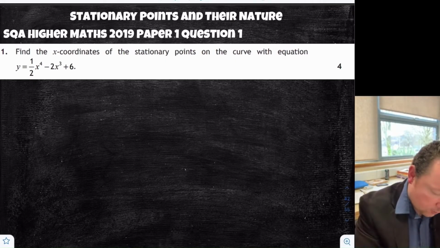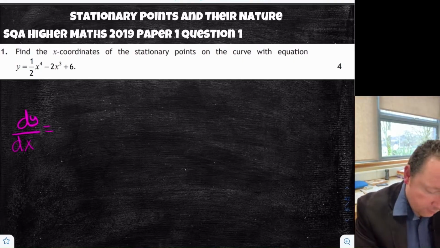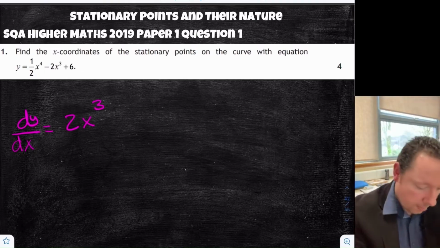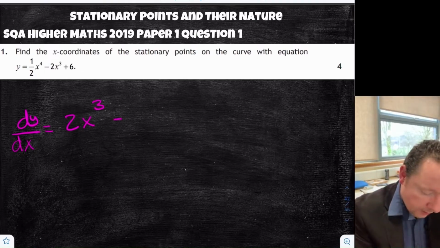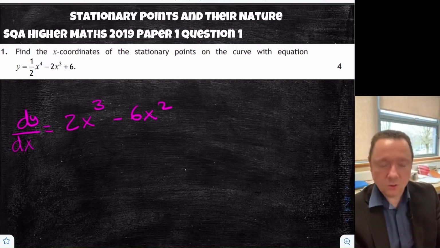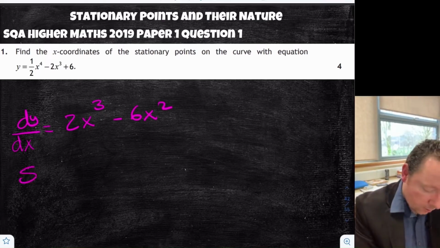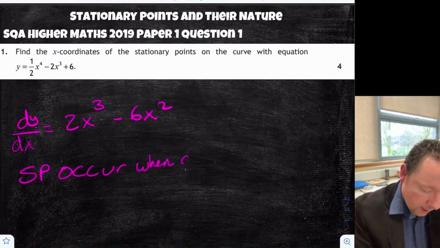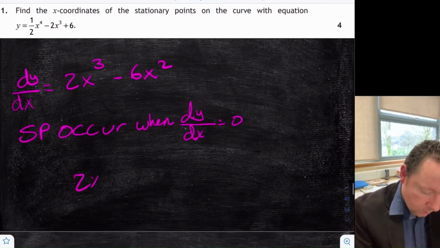So we can find dy by dx. 4 times a half, well, that's 2x cubed. Take away 1 from the power. 3 times 2 is 6, so minus 6x squared, and then 6 goes to nothing. Stationary points occur when dy by dx equals 0. We've got 2x cubed minus 6x squared equals 0.